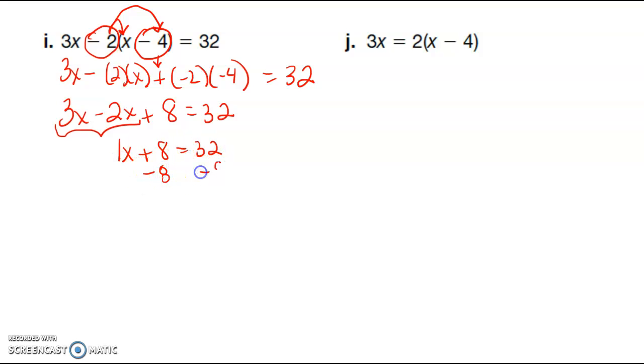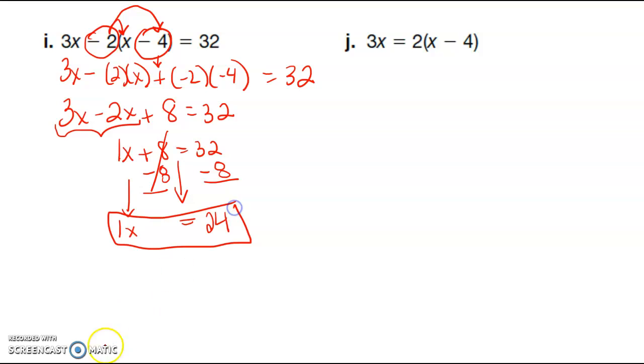Minus 8, minus 8. I think it's 24, but okay, awesome. There we go. That was a rough one.